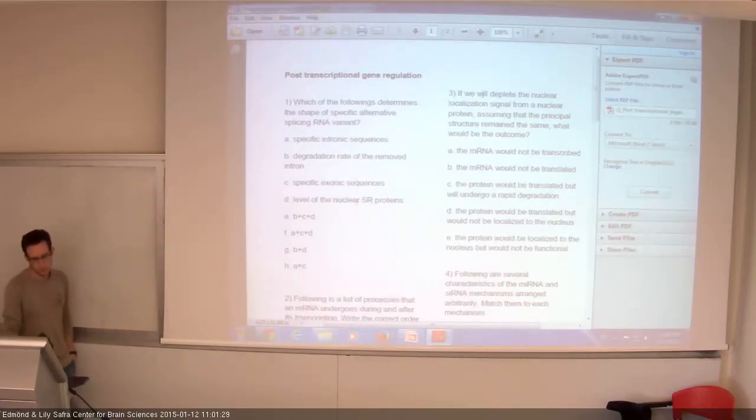Okay, level of the nuclear SR proteins, with the same notion of cis, so this affects as well whether there will be splicing in this region or not. It changes the efficiency of the splicing in a certain region, the level of SR protein. So not only both, but A, C, and D, which means that is the complete answer.